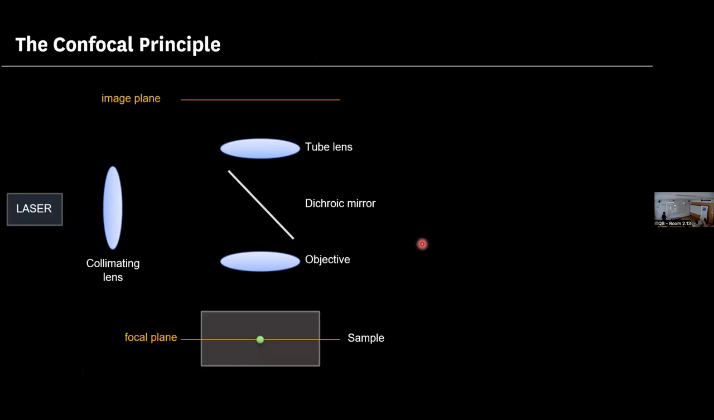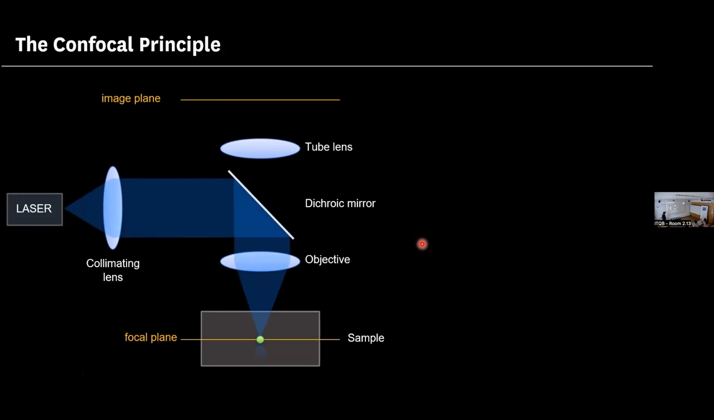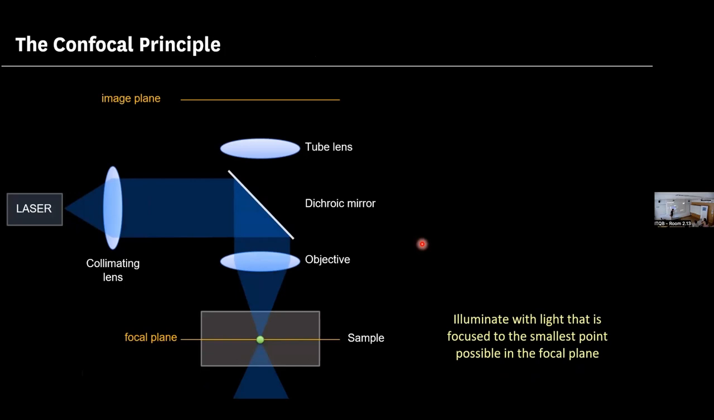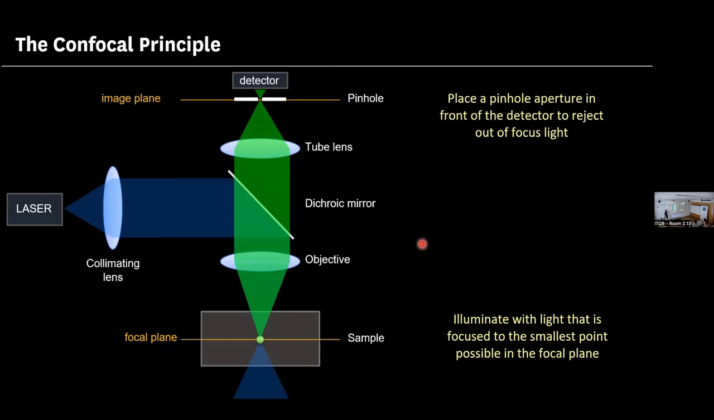So Minsky's idea was, instead of illuminating the whole sample, to just focus on a single point in the focal plane. To do this, we don't use a pinhole for excitation. What we use is we expand the laser. We fill up the back focal plane of the objective, so we're focusing light on a single point in the center. Light will be emitted in every direction, part of it will be captured by the objective, and it will reach a detector, but before that we have the pinhole.